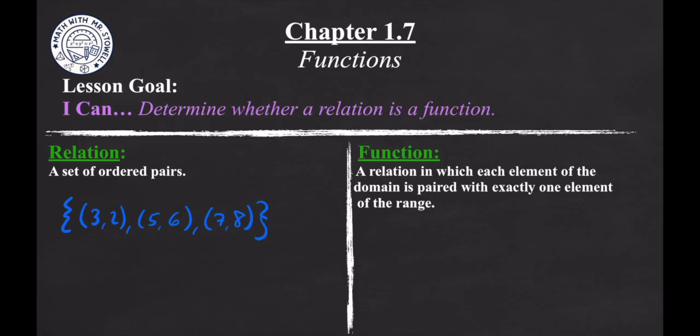This could be a relation. It's a set of ordered pairs. We could have more in there. We could have less in there. It's a relationship between our ordered pairs.